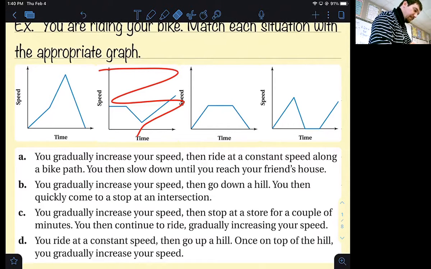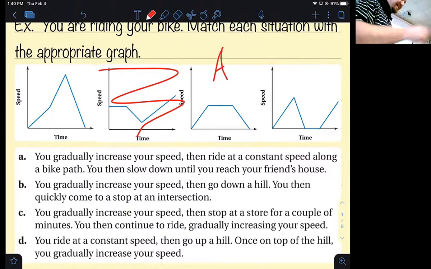So actually, I'll just put A up here. Probably the easiest way. It says then you slow down and you reach your friend's house, and obviously you're going to stop when you reach your friend's house and you're slowing down. So this has you increasing your speed, staying the same speed, and then decreasing your speed. So that's going to be scenario A.